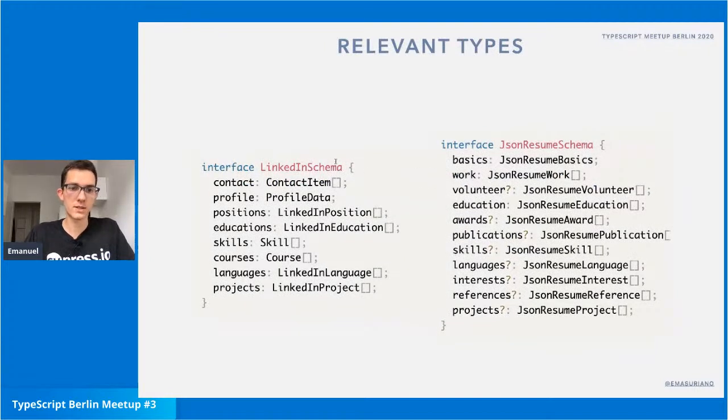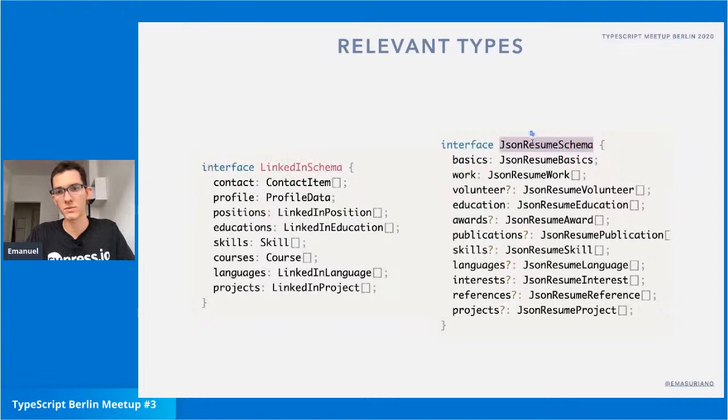And these are both the relevant types for these scenarios. The first one is the LinkedIn schema. And in a nutshell, this is the structure of the crawler. Obviously, all these types belong to bigger structured data. There is no point in going into that. It's just to have an overview.